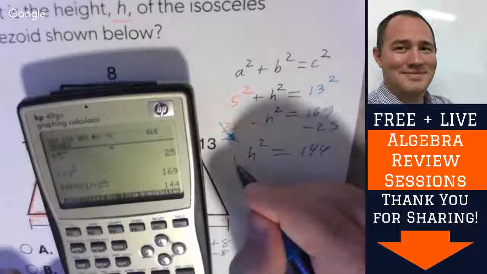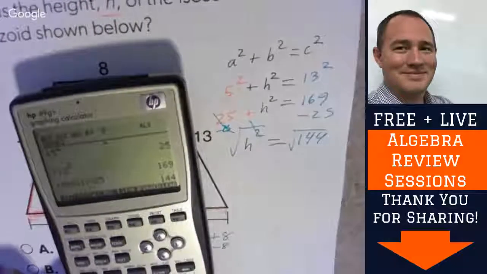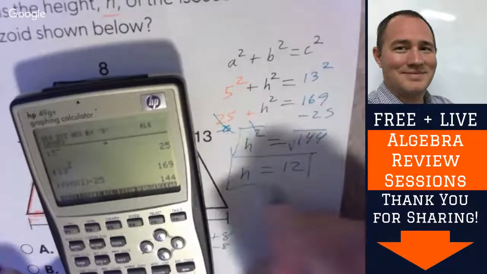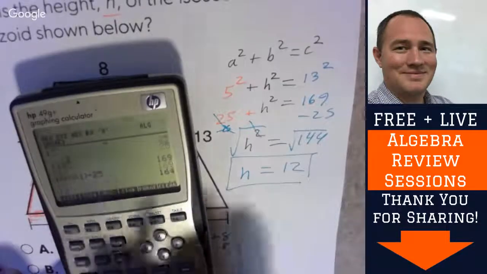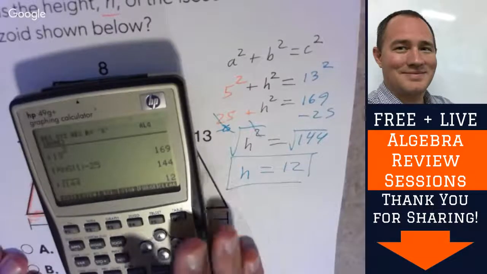Of course, we want to take the square root of both sides because we want to know what h is, not what h squared is. And that's going to give us the square root of 144, 12. And that's what we were looking for, right?